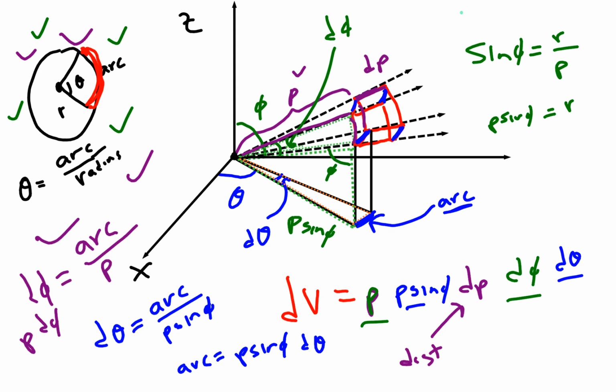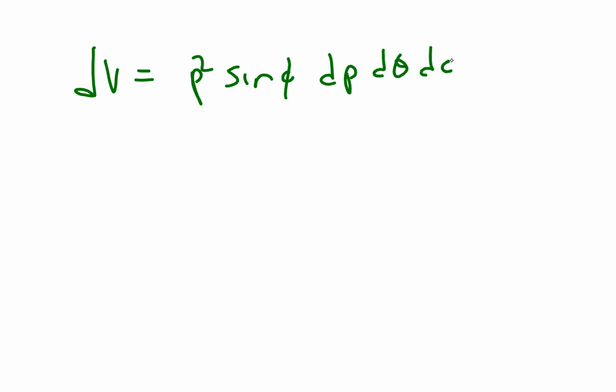So when everything's said and done, dV for spherical coordinates is rho squared sine phi d rho d theta d phi. Of course, you have the option to consider the other five orders for there. So this is your correction factor.